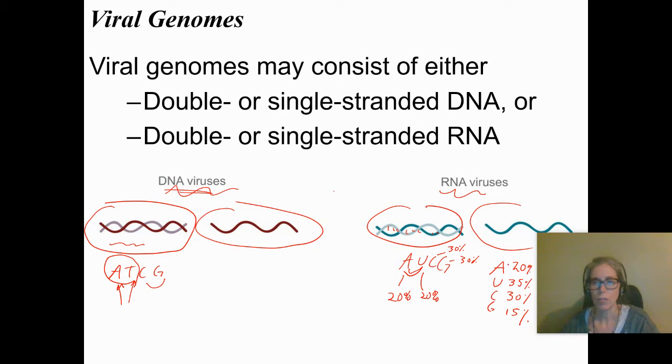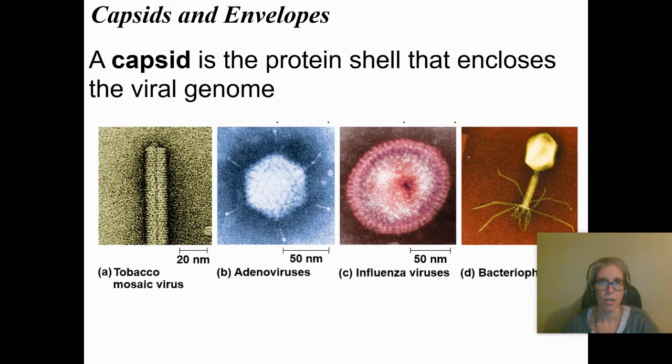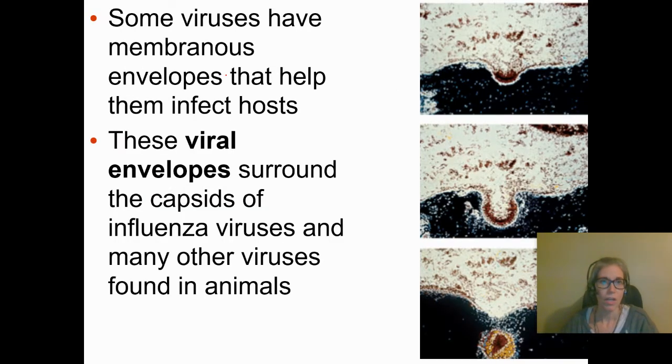95% G. If you see ratios like that where the A's and the U's don't match and the C's and the G's don't match, it's probably single-stranded. A capsid is the protein coat that encloses the viral genome, so they can look different. The really funky looking ones here are the viruses that infect bacteria. Some viruses also have membranous envelopes.